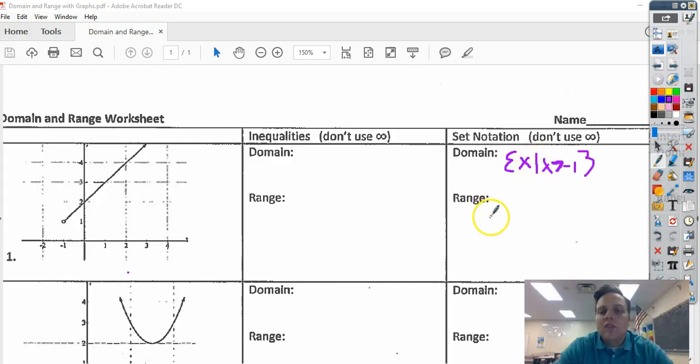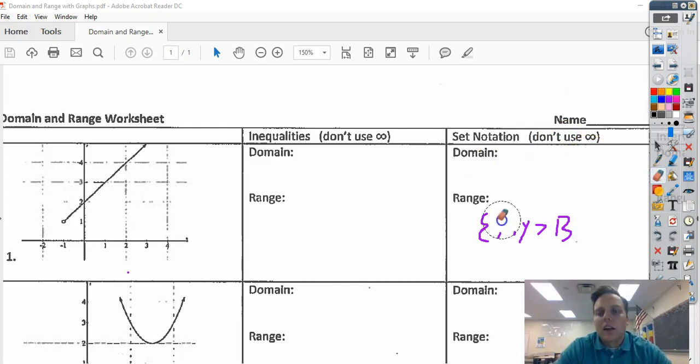So then the range is the exact same way. You write a curly bracket, but we're dealing with y now because that's range. So we say y, straight line. And then what was the inequality format for this graph? That's right, it was y is greater than 1. Alright, and then we close it with another curly bracket. Alright, that's all set notation is. It's just simply the inequality notation including the variable and the straight line.